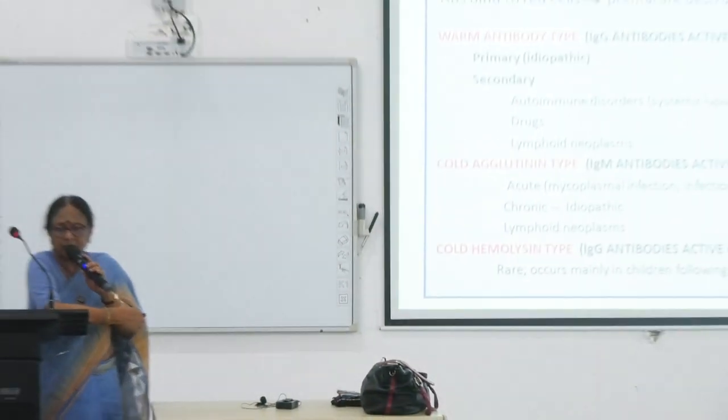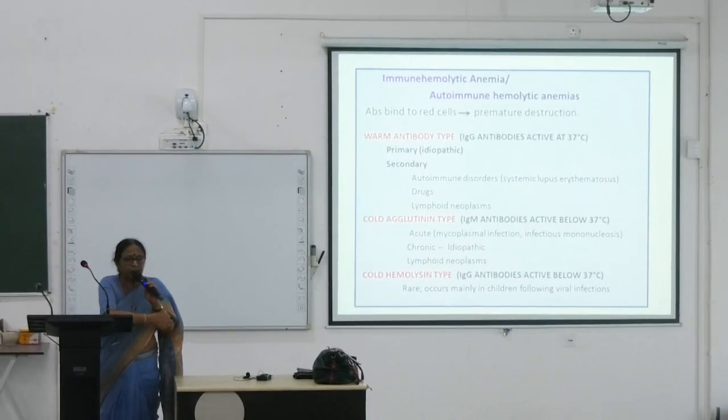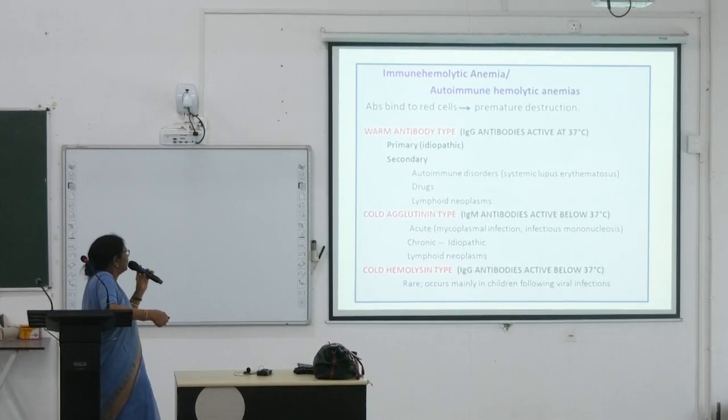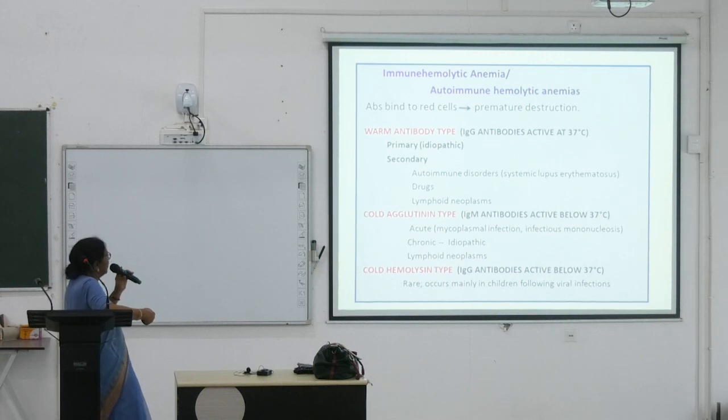So this is one example of the cold agglutinins present in our body, where we can get auto agglutination of the blood, which poses a problem in cases of blood grouping. So these are the different types of antibodies which can cause hemolytic anemias, acquired hemolytic anemias.